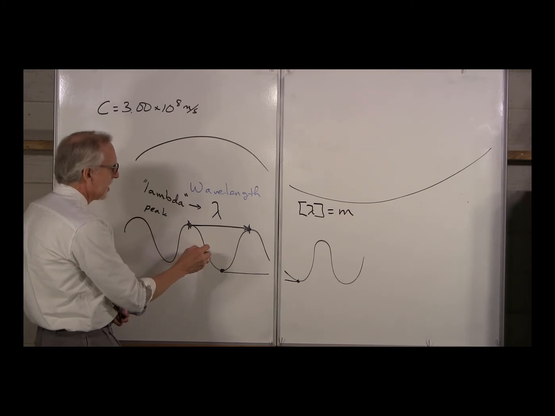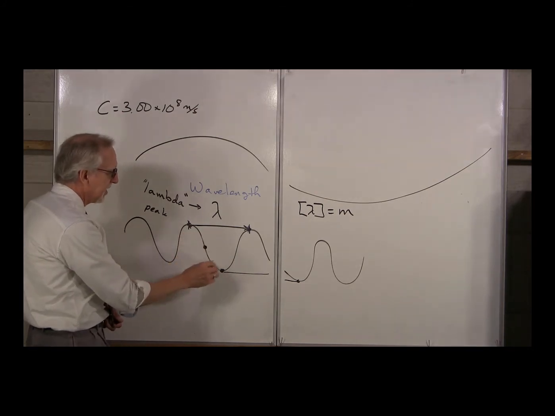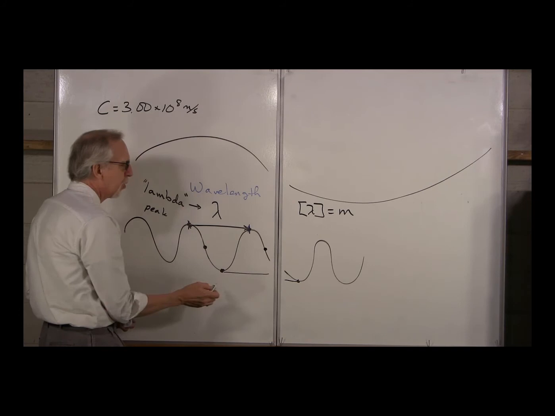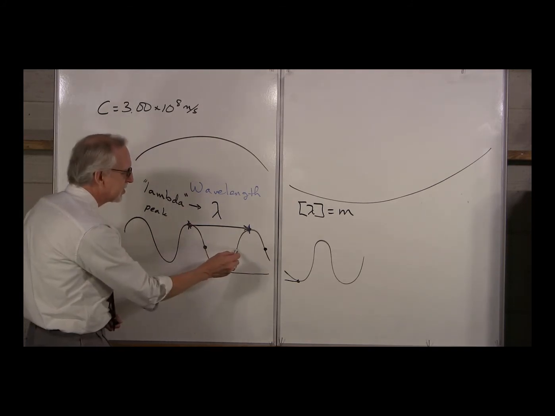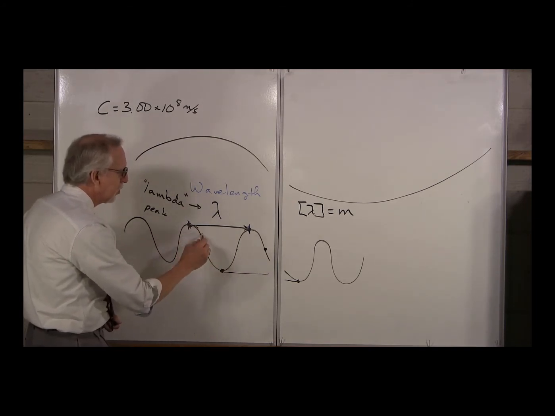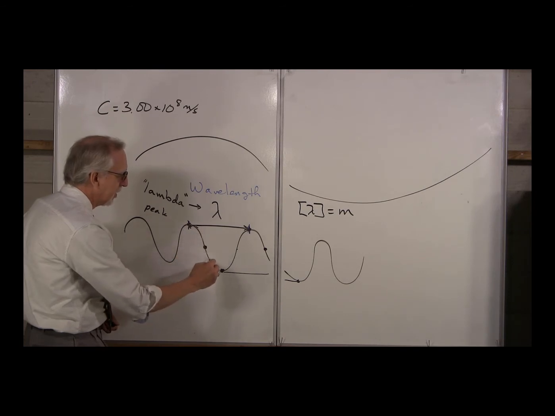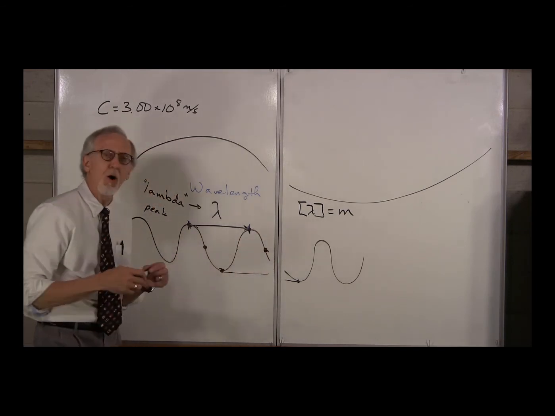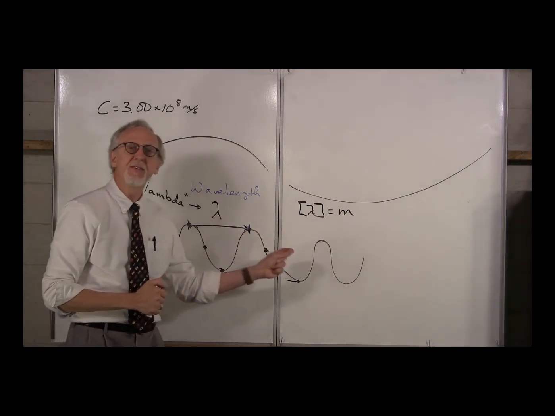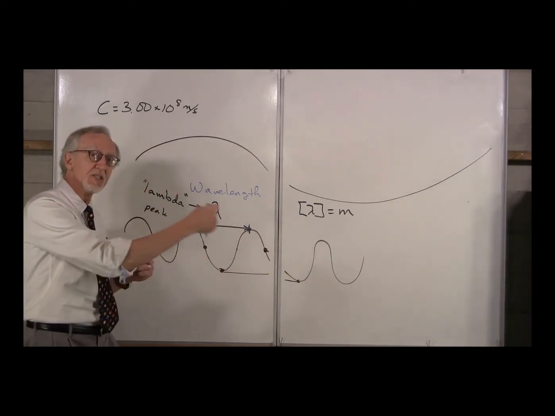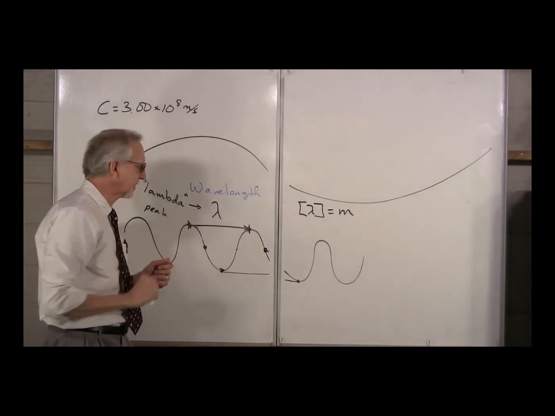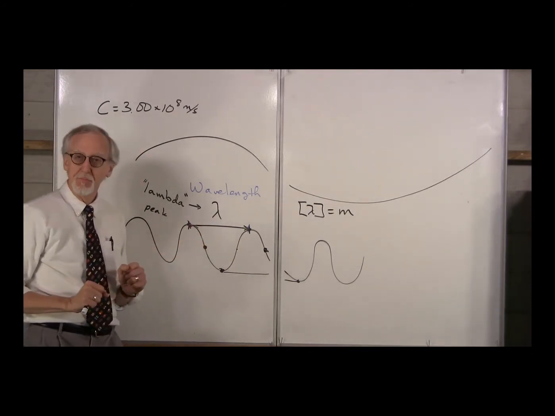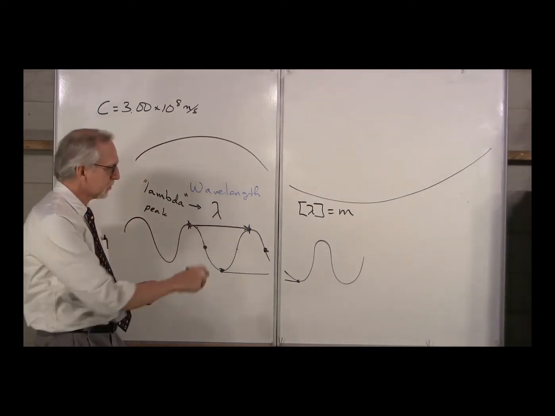Or from some point where it's in the middle to another point where it's in the middle, but not the next point. We have to go from a point where it's in the middle when the wave is going down to a point in the middle when the wave is going down. So always from one point to a similar point, a point that looks the same on the wave, the next consecutive one. That's the wavelength of the wave.